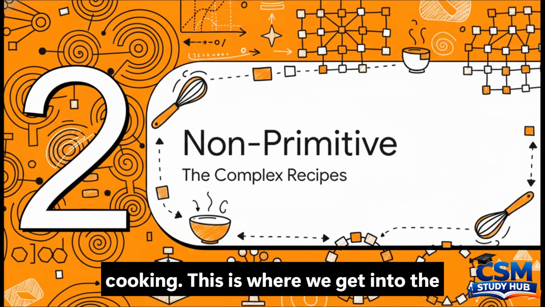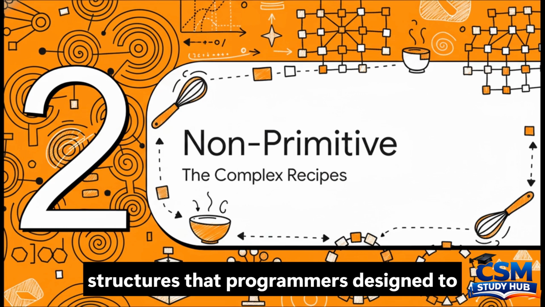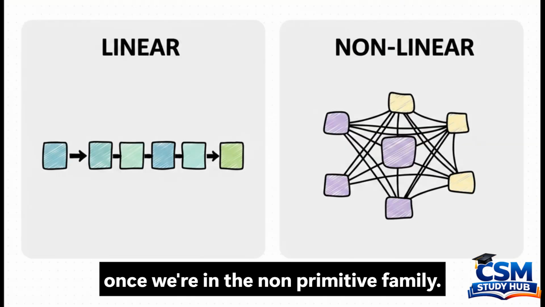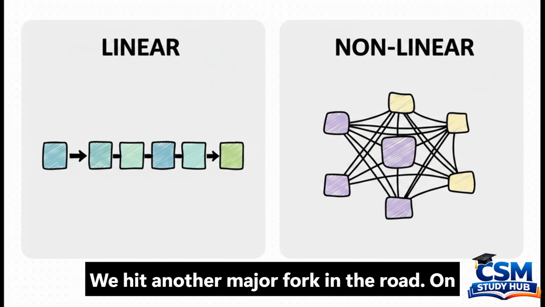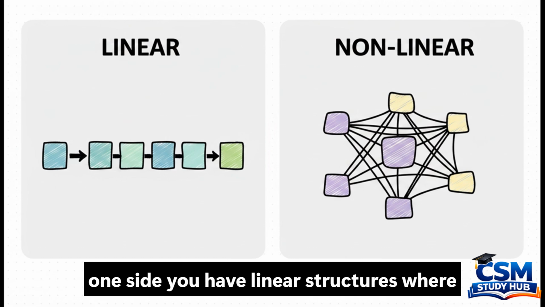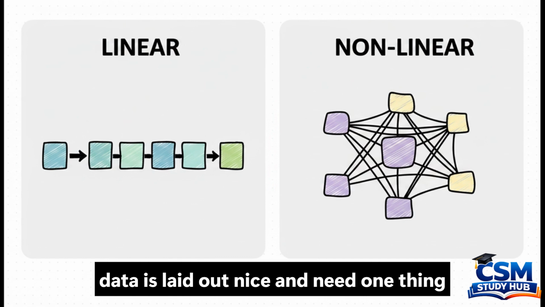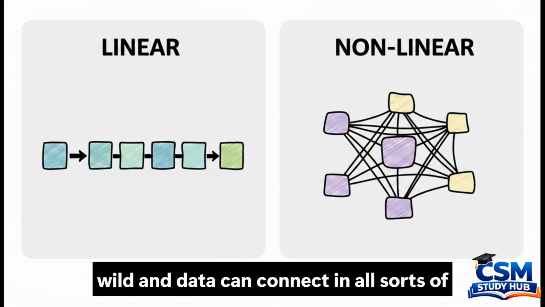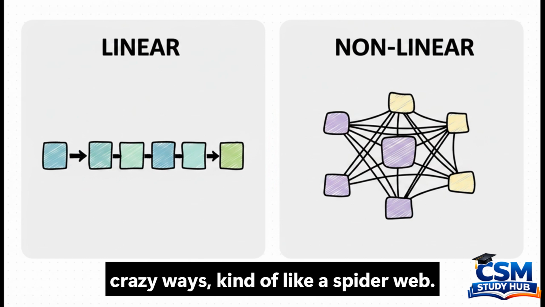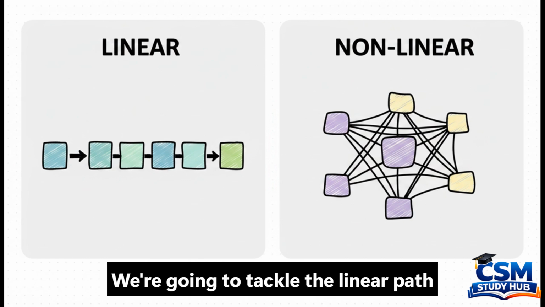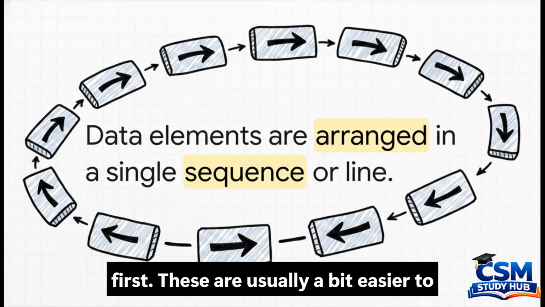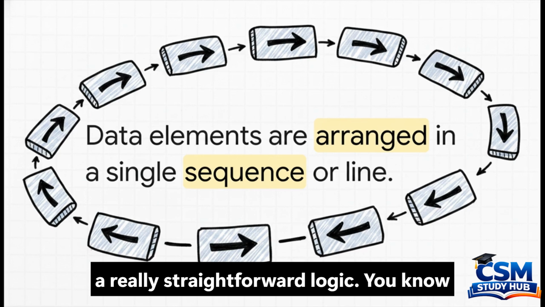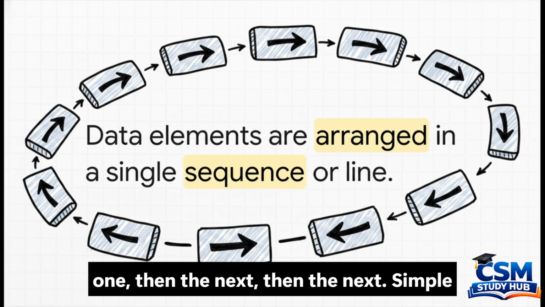This is where we get into the really powerful stuff, the complex structures that programmers design to handle much more sophisticated data. And once we're in the non-primitive family, we hit another major fork in the road. On one side, you have linear structures, where data is laid out nice and neat, one thing after another. And on the other side, you have nonlinear, where things get a little wild and data can connect in all sorts of crazy ways, kind of like a spider web. We're going to tackle the linear path first. These are usually a bit easier to get your head around because they follow a really straightforward logic. One, then the next, then the next.